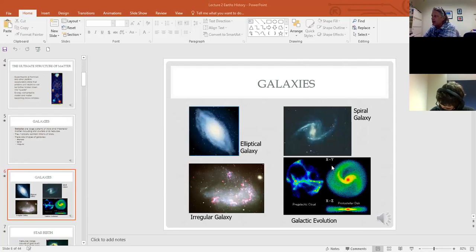These star systems, galaxies, here are some pictures from the Hubble telescope. Elliptical galaxies tend to be older, so they're out toward the outer reaches. They are more organized. They contain older stars. Spiral galaxies, we belong to a spiral. They are the bulk of the galaxies.